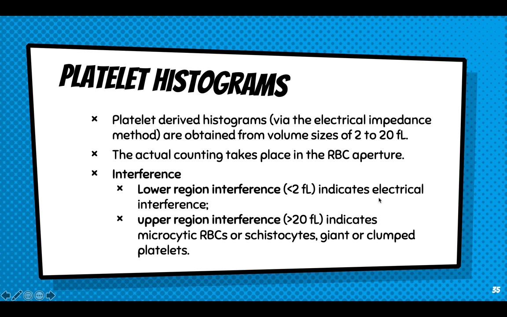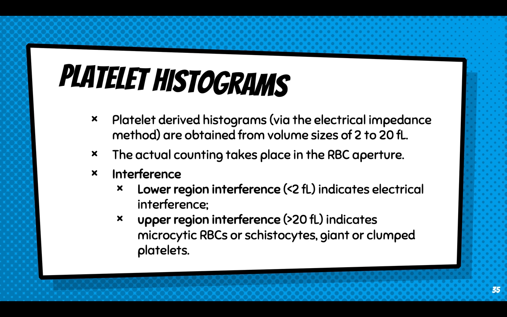On the other hand, you also have your upper region interference. If greater than 20 femtoliter, this now indicates microcytic RBC. See? Some of the RBCs that are very small in size could be mistakenly counted as platelets. What are schistocytes? Schistocytes are your RBC fragments. So microcytic RBC and schistocytes are all mistakenly identified as platelets.